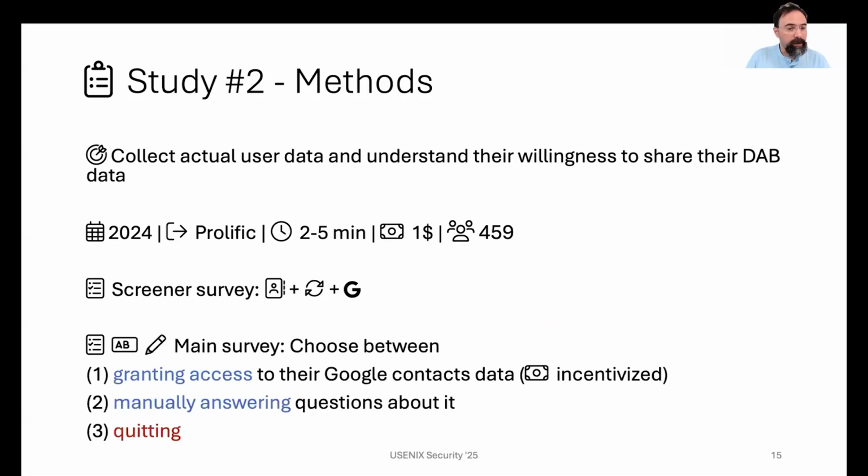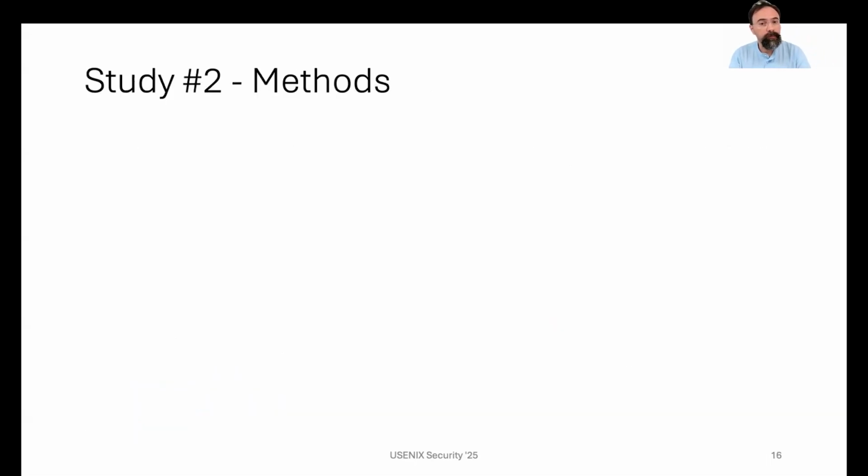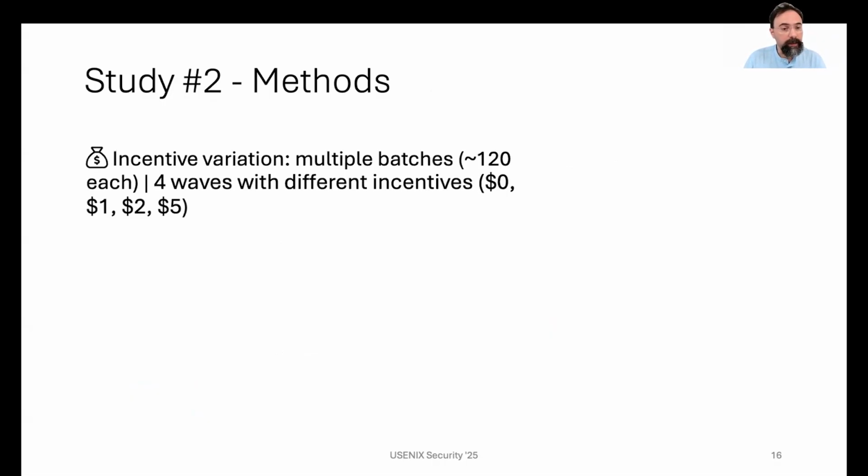In the main survey, respondents were told that the goal was to collect statistics about their contact entries, for example, how many included birthdays. They could choose to either grant access to their Google Contacts or manually report on the same data or withdraw from the study entirely. We also experimented with financial incentives to study whether compensation affects people's willingness to share their contact data. The survey ran in multiple batches of around 120 respondents with different incentive levels each time.